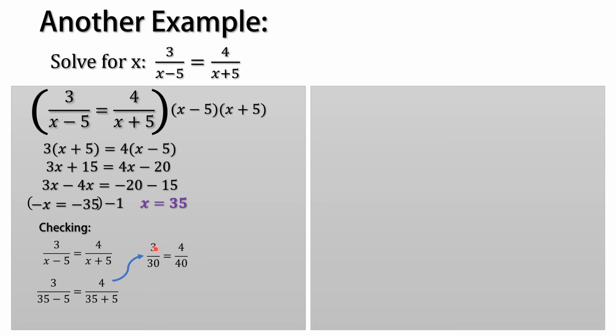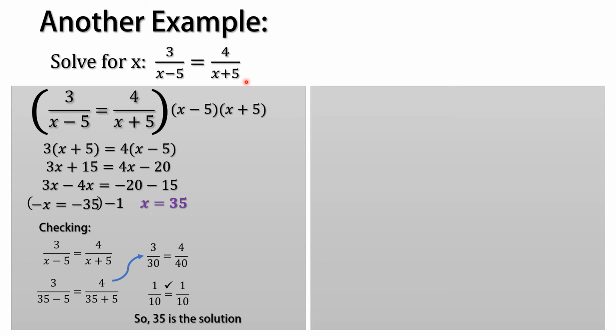And then we can still simplify these expressions into their lowest terms. So 3 over 30 can be divided by 3. 3 divided by 3 is 1. 30 divided by 3 is 10. It will give us 1 over 10. And on the right side, 4 over 40 is divisible by 4. 4 divided by 4 is 1. 40 divided by 4 is 10. 1 over 10 is equal to 1 over 10. Therefore, our answer is correct. So we must say that 35 is the solution of the equation we have above.